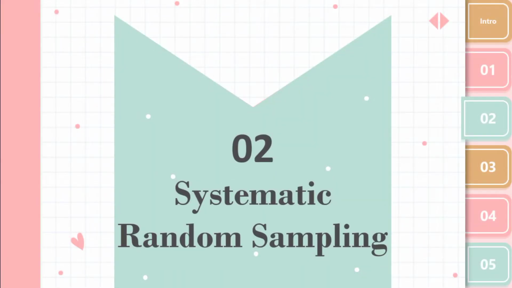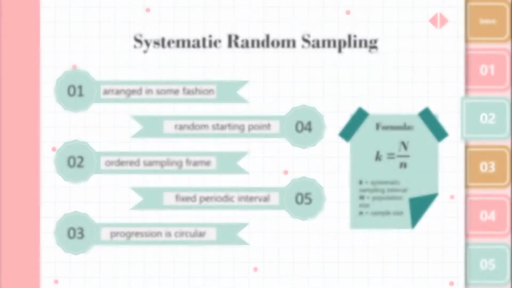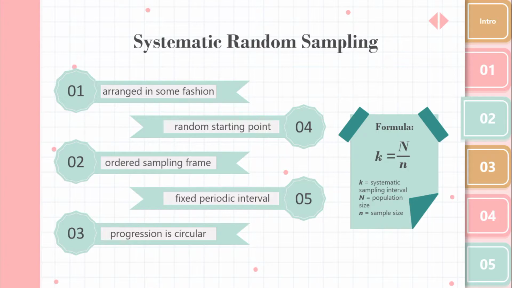The second type of probability sampling is systematic random sampling. The participants are arranged in some fashion or unordered sampling frame. It has a random starting point, fixed periodic interval, and the progression is circular.